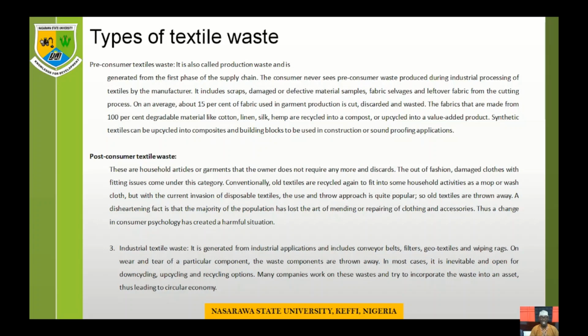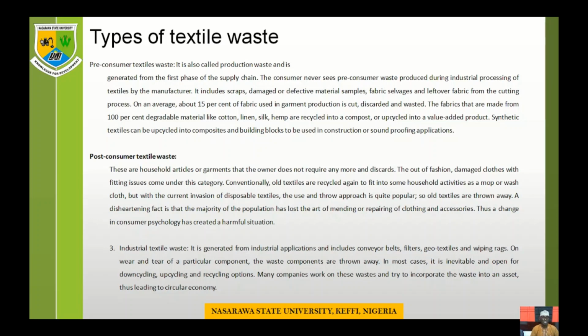On average, about 50% of fabrics used in garment production is cut, discarded, and wasted. The fabrics that are made from 100% degradable material like cotton, linen, silk, hemp are recycled into a compost or upcycled into a value-added product. Synthetic textiles can be upcycled into composites and building blocks to be used in construction or soundproofing applications.